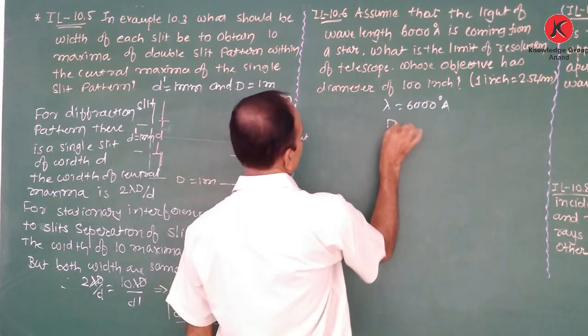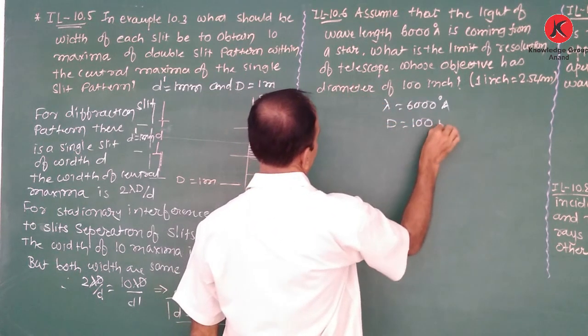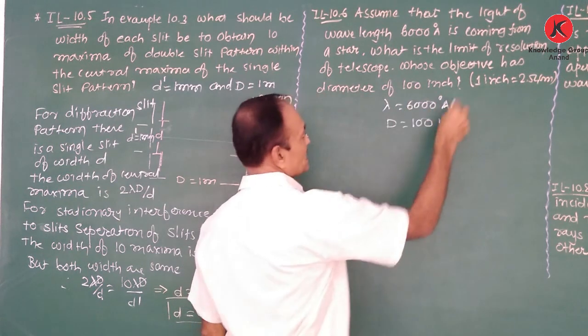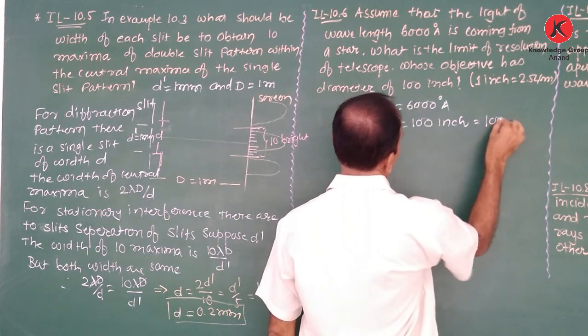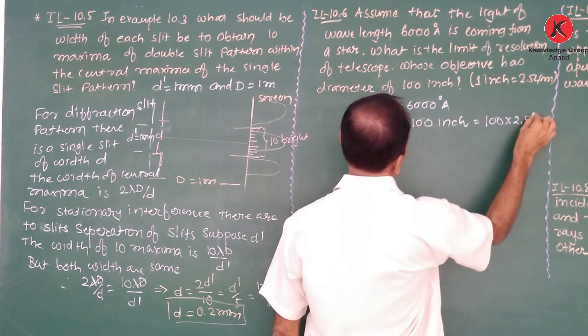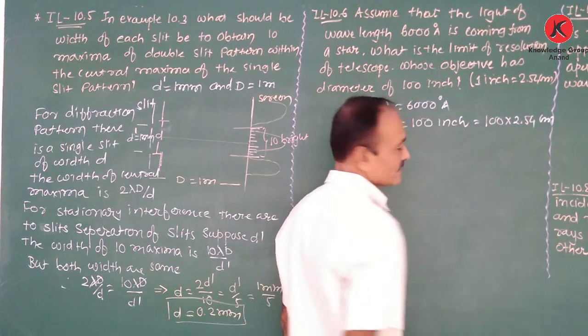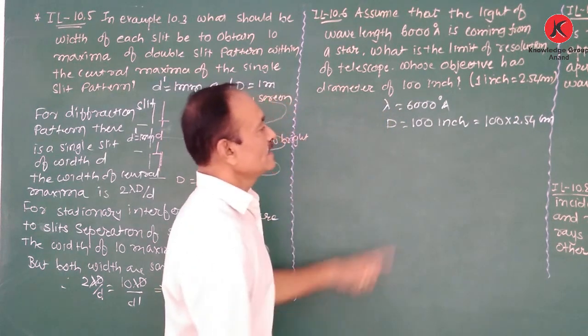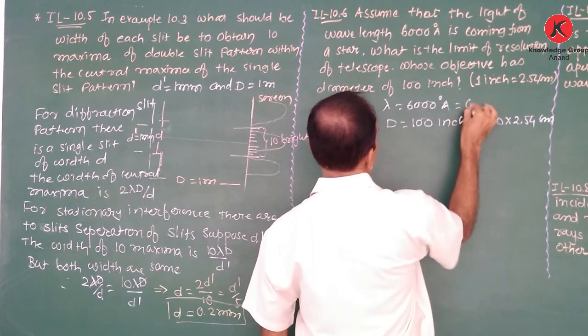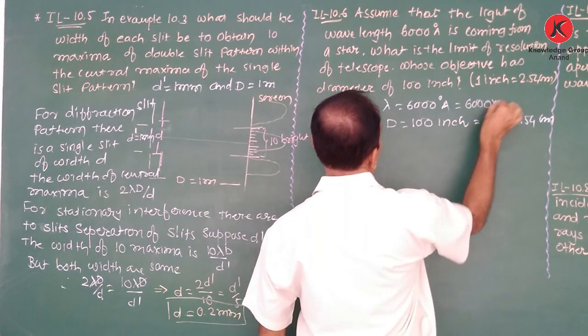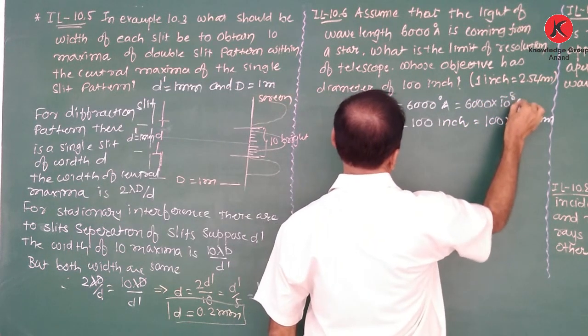Diameter D is given as 100 inch. 1 inch is given as 2.54 centimeter. Therefore, 100 into 2.54, that much centimeter. And because the diameter is in centimeter, we convert the wavelength into centimeter. Therefore, 6000 into 10 to the power minus 8 centimeter.